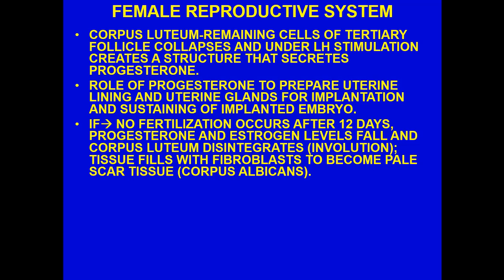But what it does now is that its genes have been turned off and on, so that instead of making estrogens, it's making progesterone. And now, what's the role of progesterone? Well, progesterone is going to prepare the uterine lining. It's going to cause it to start building up. And it's going to enhance the uterine glands in that lining. And all of this is preparation for implantation and the sustaining of an implanted embryo.